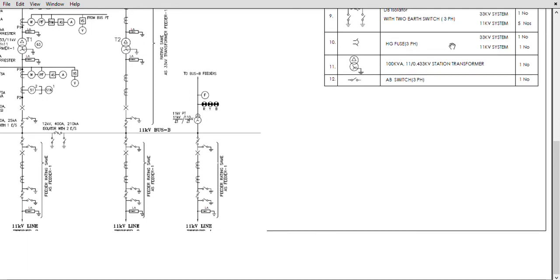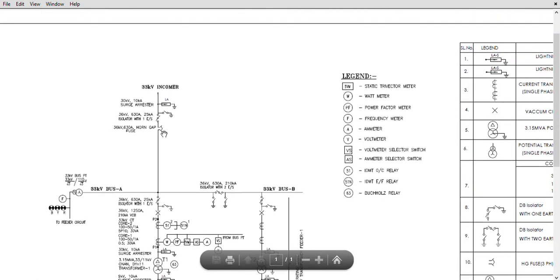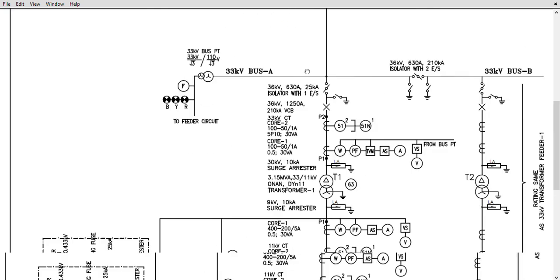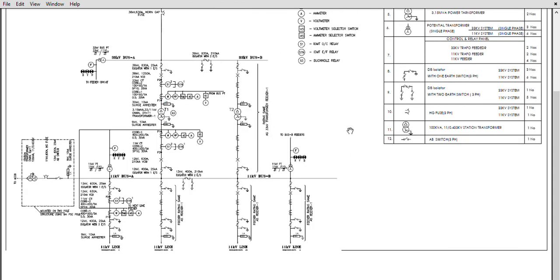And HG fuse sets. For the 33 kV system we have one number, and for the 11 kV system. For the 33 kV system, it is the incomer we are using here. So this is also a 3-phase set. And for the 11 kV, for station transformer protection purpose we are using here. So this is each one set. And 11 kV station transformer, we have one number. Here it is. And AB switch, 11 kV AB switch. This is for the protection of the station transformer.